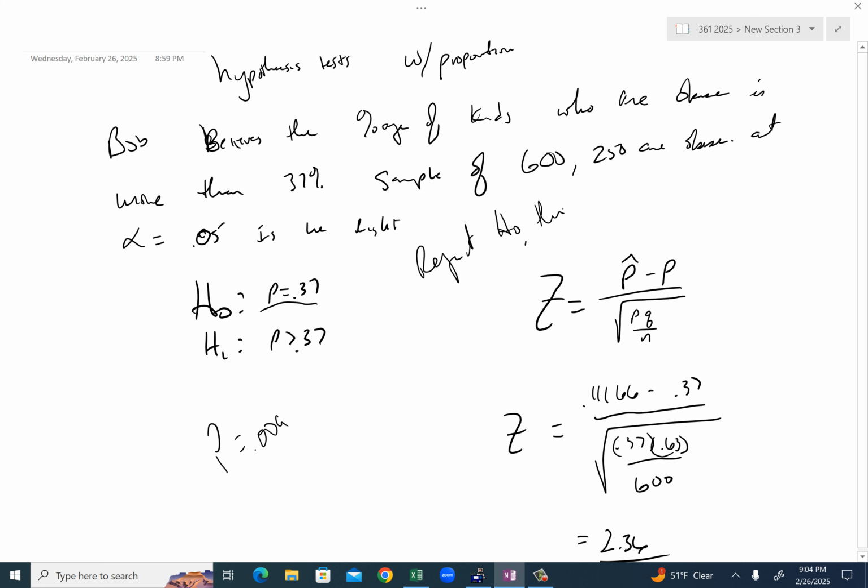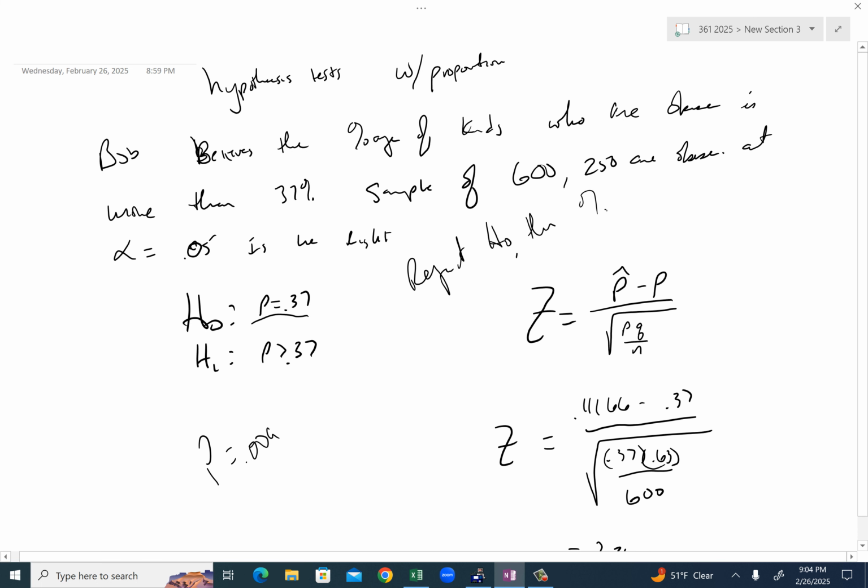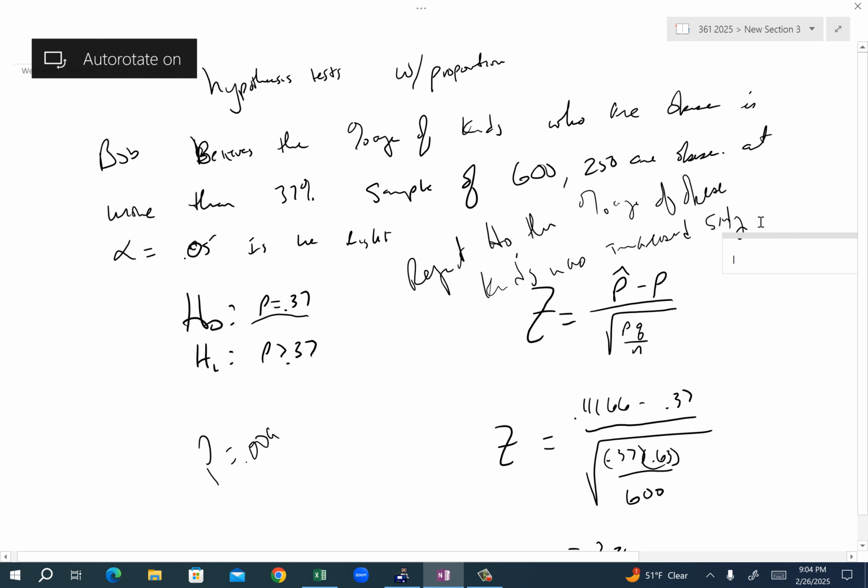The percentage of obese kids has increased significantly. Okay? Or something along those lines. Or you can say Bob's right. Bob's a freaking genius. Whatever it happens to be. Okay?